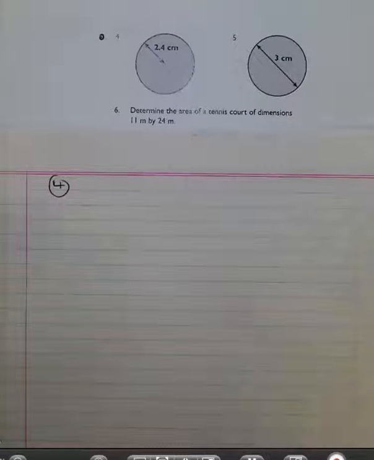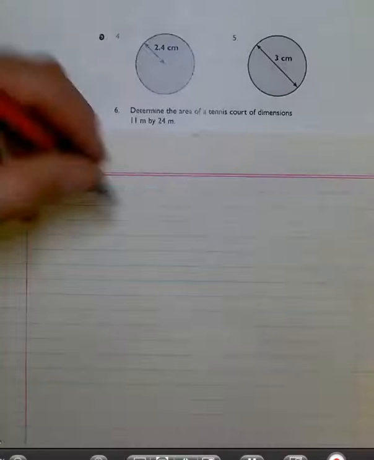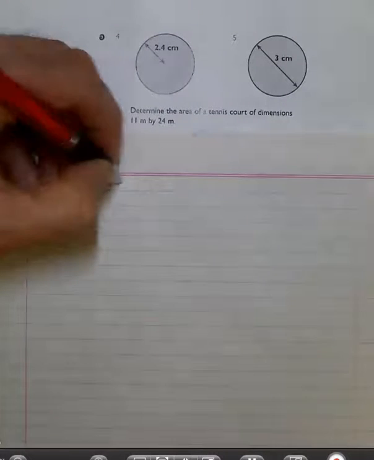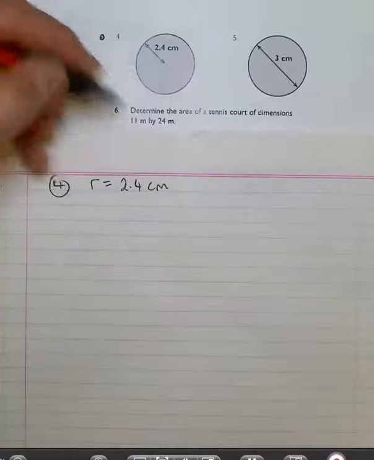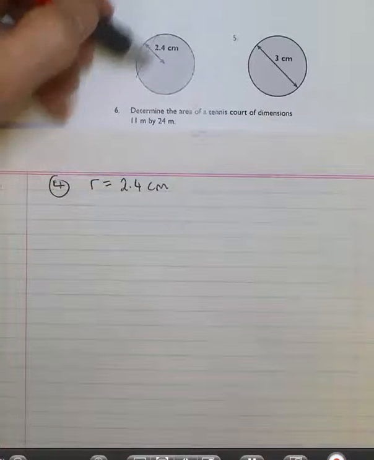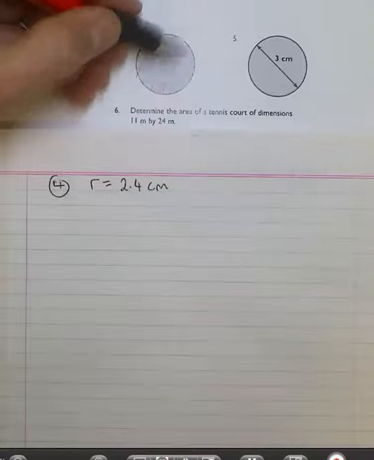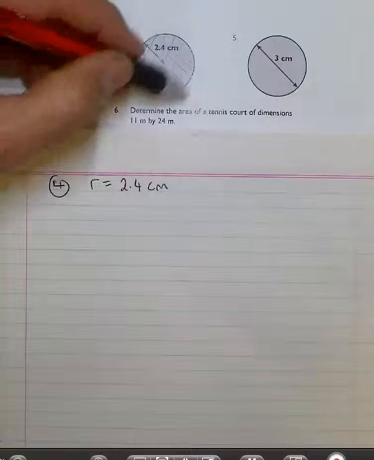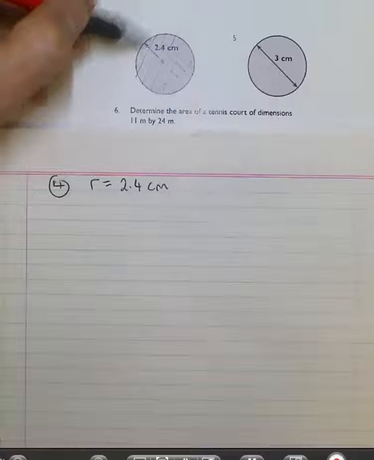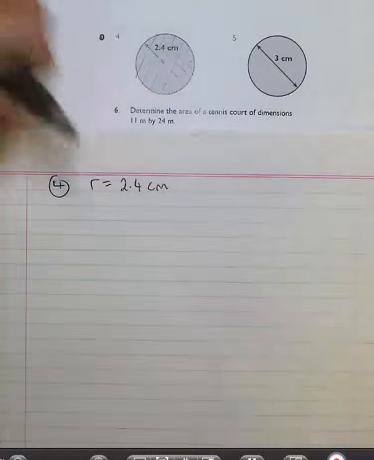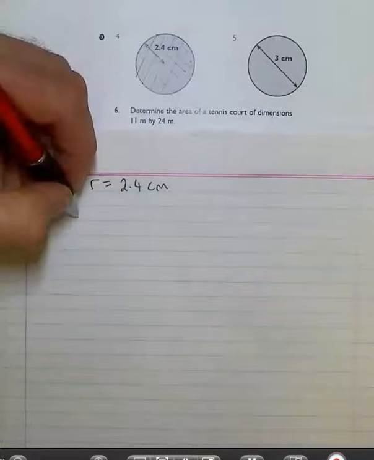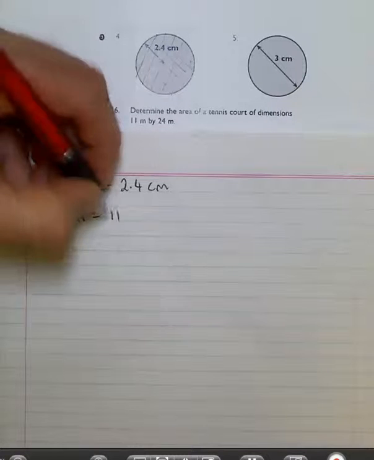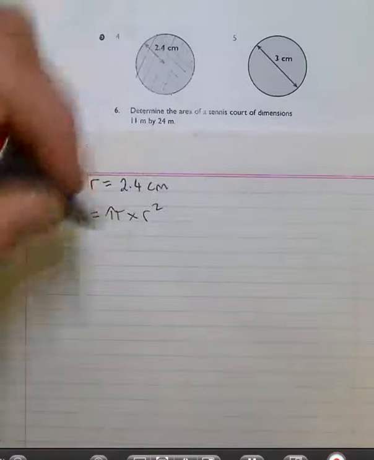In question 4, we're looking at the area of a circle that has a radius of 2.4 centimetres. Please remember the area is the amount of stuff within the shape. If you were to walk around the shape, you're covering the perimeter. It's the amount of stuff inside that you don't walk around, the area. Now for a circle, an area is equal to pi times the radius squared.